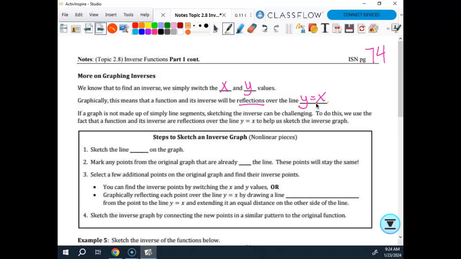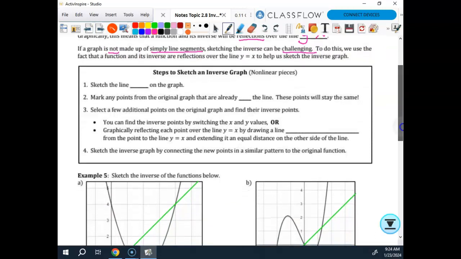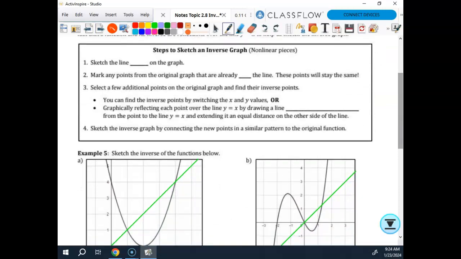All right, so the one we did was just simple line segments. If a graph is not made up of simply line segments, sketching the inverse can be challenging. To do this, we use the fact that the function and its inverses are reflections to help us sketch. So here are our steps when they're non-linear pieces, which is not that much different than linear pieces.